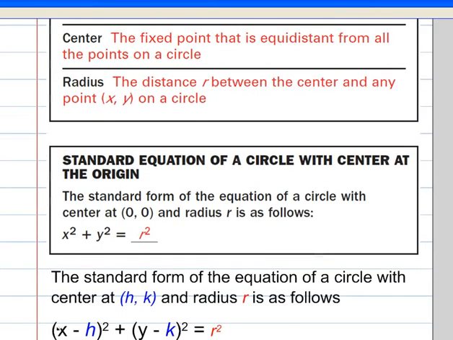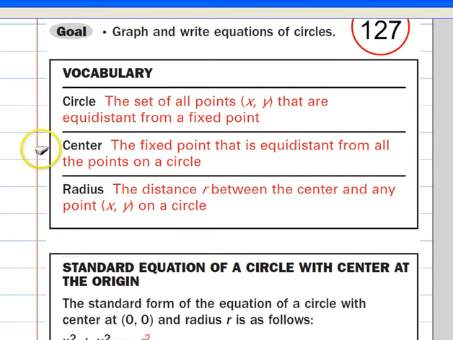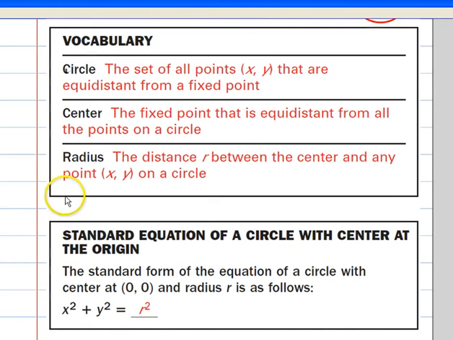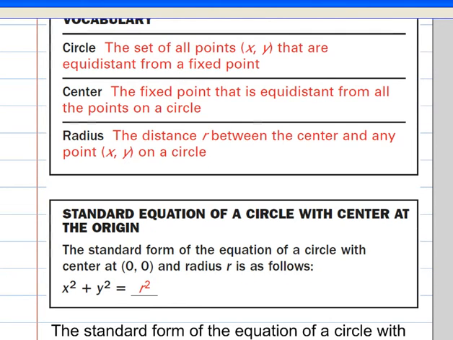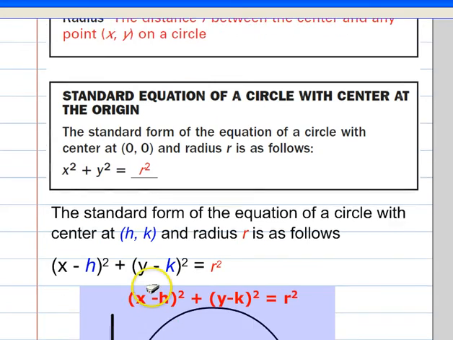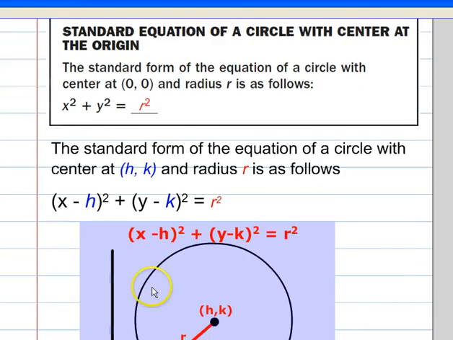So your notes will reflect that same information. It gives you the vocabulary about the center and the radius. It gives you the standard equation if we know the center is at the origin, because life is easy. You don't have to worry about the h and the k. You know what it is, (0, 0), and you have your answer. And here is the standard form of the equation.